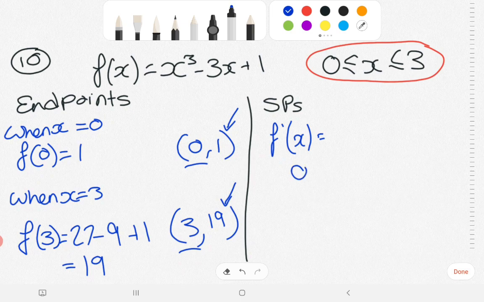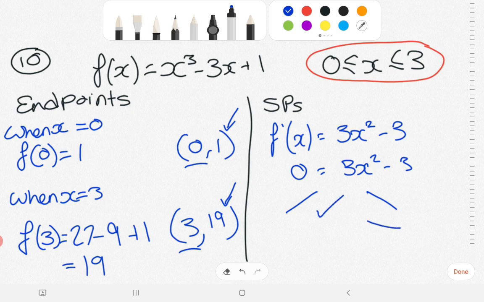Now to do that, you'll need to differentiate it and set it equal to 0. So we'll differentiate it, and we should just get 3x squared minus 3, and that's going to be equal to 0. Now, you need to solve that, and that will give you 2 answers. Now, I'm going to give you a clue. Only one of the answers is going to be in that range. The other one you're going to have to reject because it's not between 0 and 3.